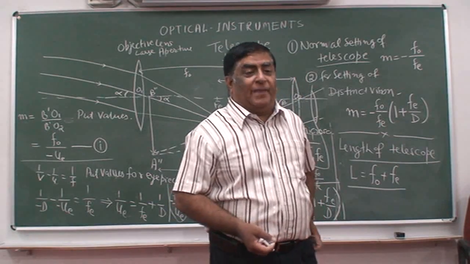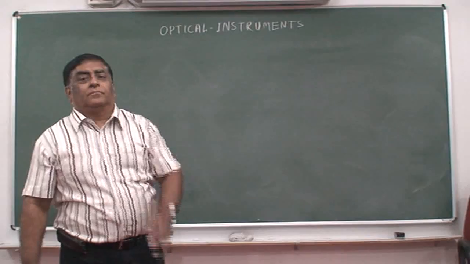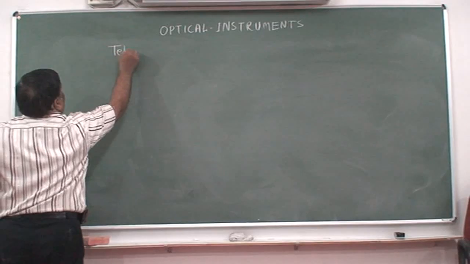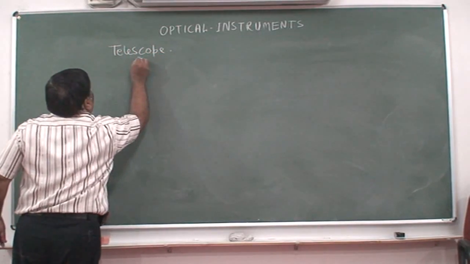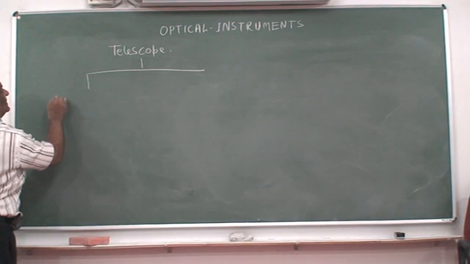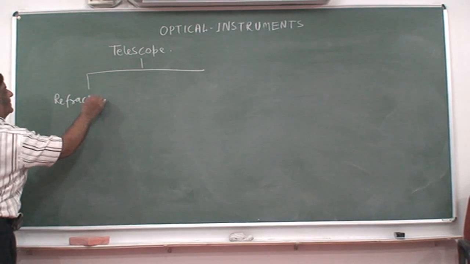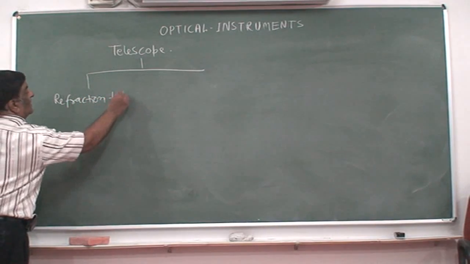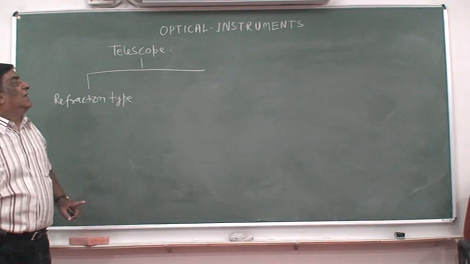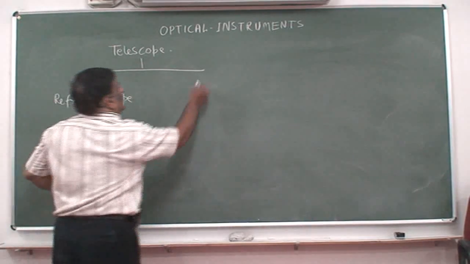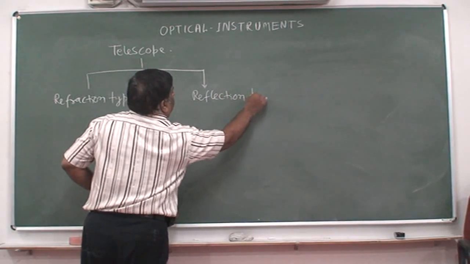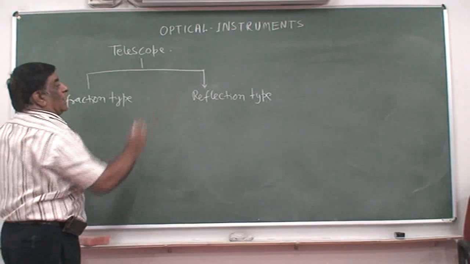Now, what is the difference? How can we make it? See, how do we make it? Okay, first I will make a classification. Telescope. There are basically two types of telescopes. One is refraction type, which will use the lens, and the lens is doing refraction. The other one we are going to study is reflection type. These are two basic classifications.